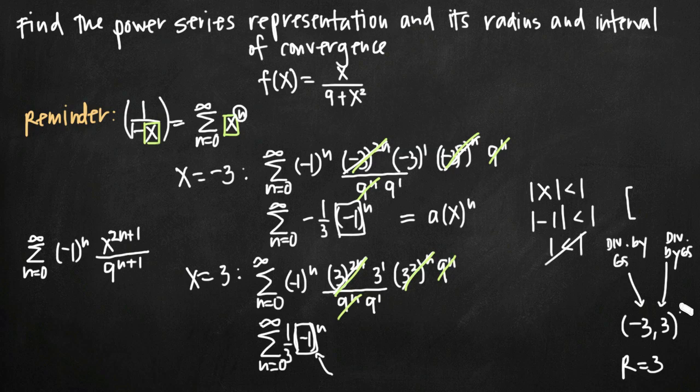So the series diverges at both endpoints, which means we leave the interval of convergence written this way with these soft parentheses instead of hard brackets like this. So this is our interval of convergence, this is our radius of convergence, and this is our power series representation here that we found for the function f of x.